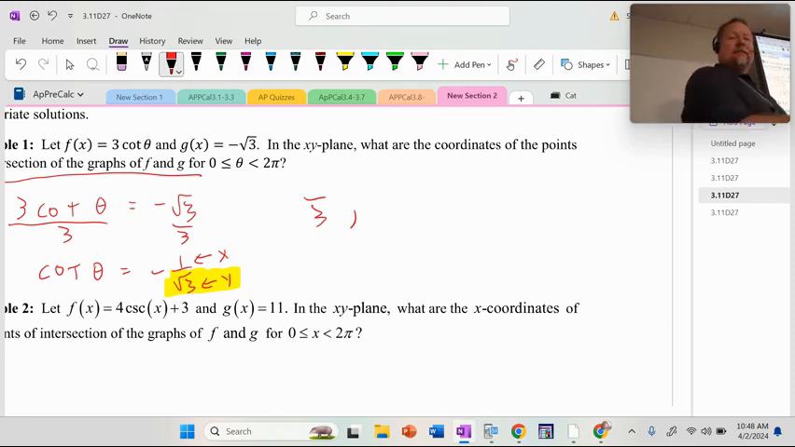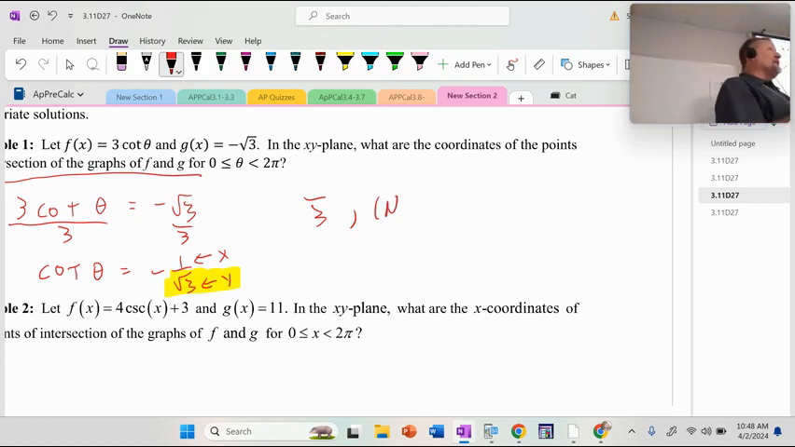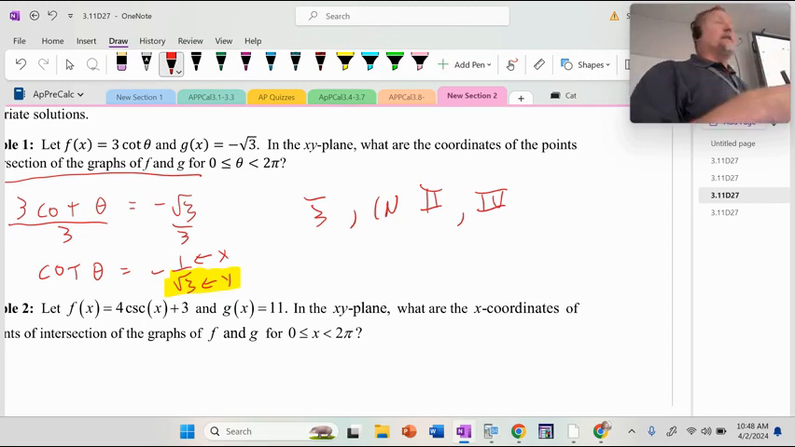All right. And then where's cotangent negative in what quadrants? Where's cotangent negative? ASTC, look at your thing and then tell me. 3, 2, 1, go. 2 and 4. Now I can't help you on this. If you don't know how to get these over 3s and 2 and 4, I'm done.